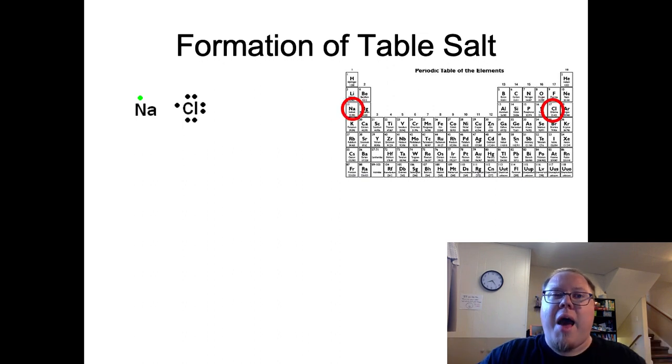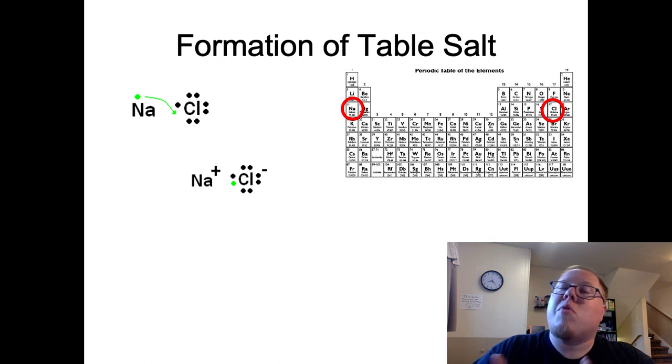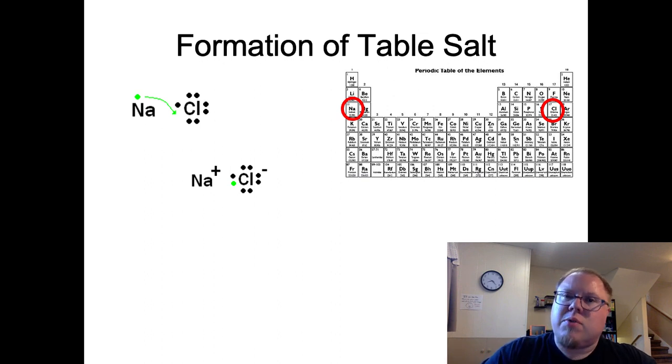So what's going to happen here is sodium is going to give its electron to chlorine. Okay, so the electron goes from sodium over to chlorine. This means that sodium now has more protons than electrons because it lost an electron, so it's positively charged. And chlorine now has an extra electron that it didn't have before, so it has one more electron than protons, so it is negatively charged. They form ions, positive and negative ions.